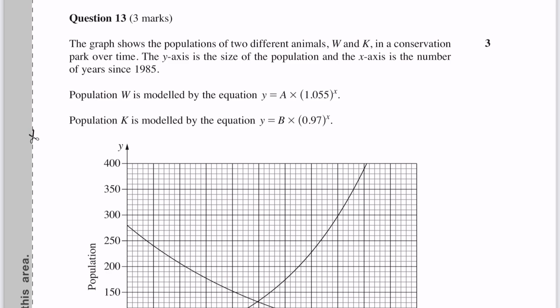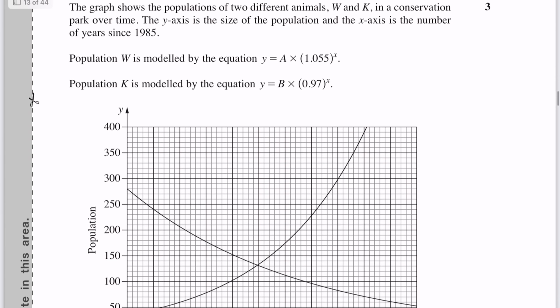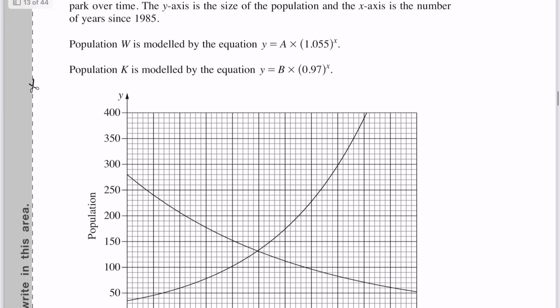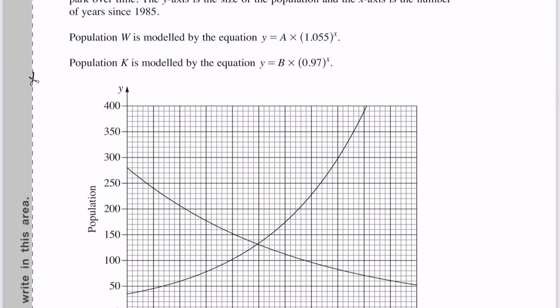Question 13 says the graph shows the populations of two different animals, W and K, in a conservation park over time. The y-axis is the size of the population and the x-axis is the number of years since 1985. Population W is modeled by the equation y equals a whatever, and population K is modeled by the equation.